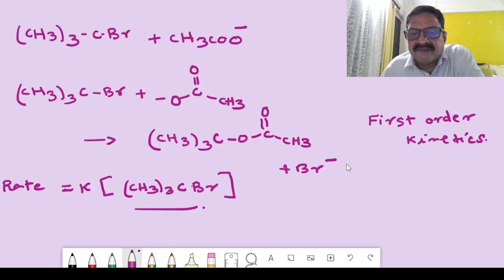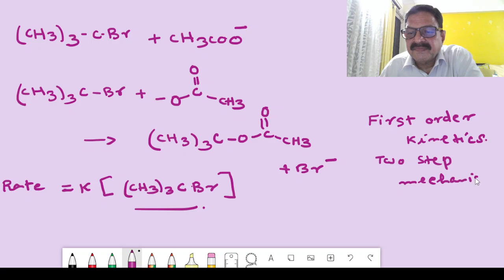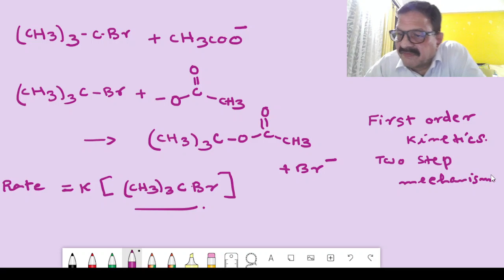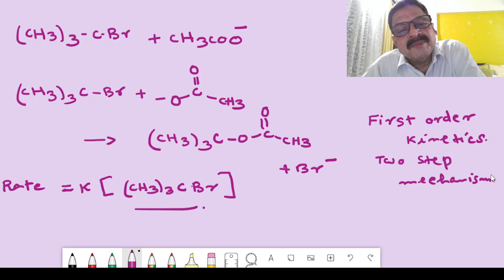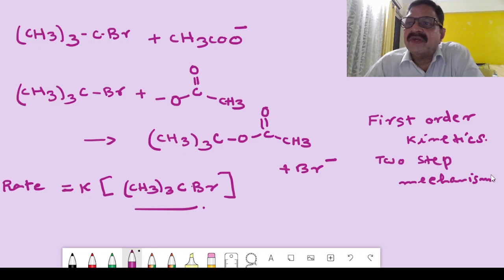It's a two-step mechanism here. Now only one reactant appears in the rate equation, first order kinetics. Then we can say this is a two-step mechanism in which there is a rate determining step involving the alkyl halide, that is a bond breaking. Therefore, there will be two transition states, two energy barriers and all this kind of thing. Okay, we are not going into the details now.